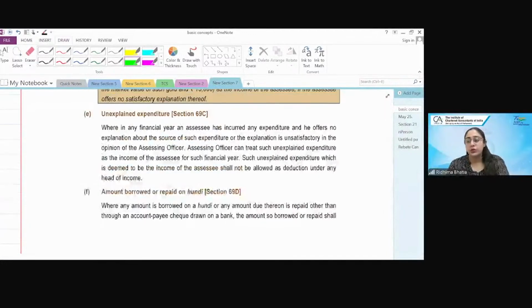You show it or not show it, but you should be sure of the source. You should be sure how you got that money to make an expenditure. And you should be prepared with a sufficient explanation. Because people think we'll claim it as expenditure. No, if you do so, and if you do not have a satisfactory explanation, whatever expenditure you are claiming or not claiming, whatever expenditure incurred would be treated as your income for that particular financial year.